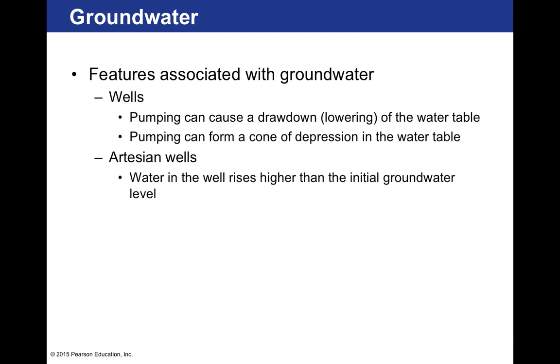So there are certain features associated with groundwater. We have a well, which is just something that pumps water up from the water table. Pumping can cause a drawdown, or a lowering of the water table. Pumping can also form something called a cone of depression in the water table, and there'll be a picture associated with that in a second. The second type of well is called an artesian well, and this is water in a well that rises naturally due to the location of the water table.